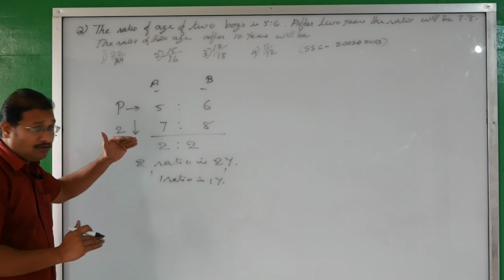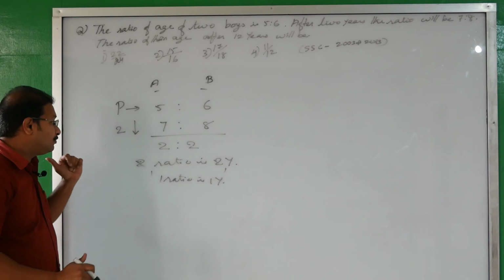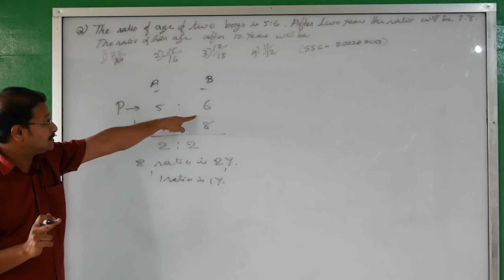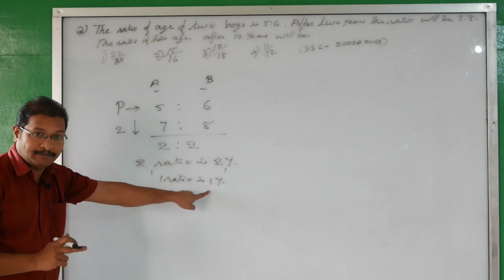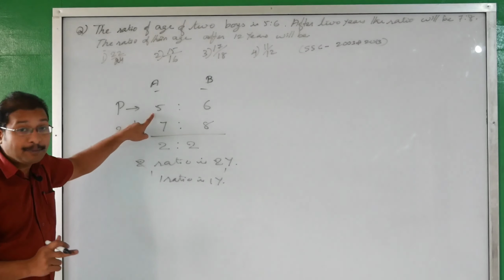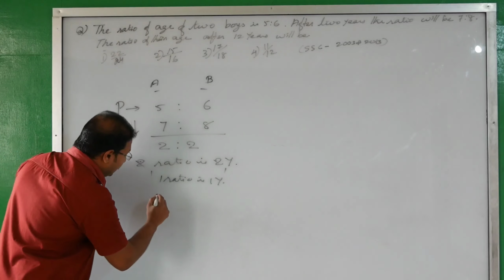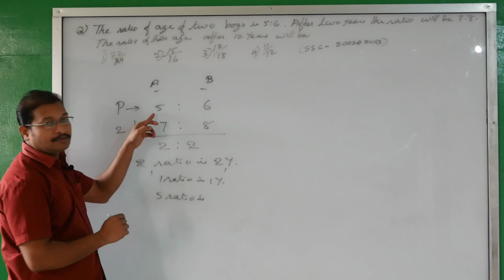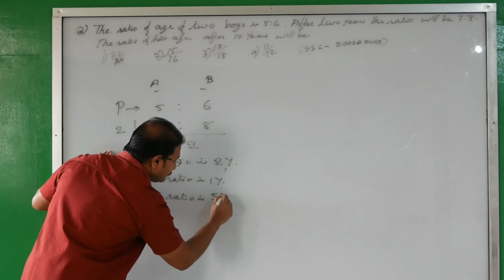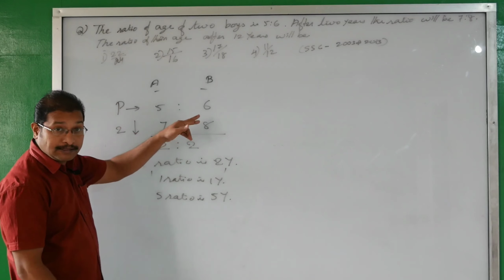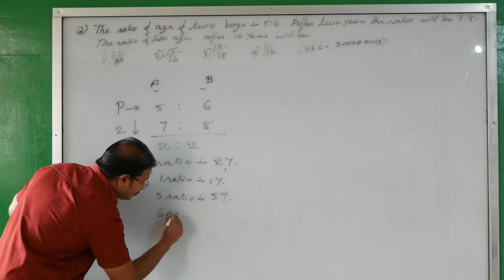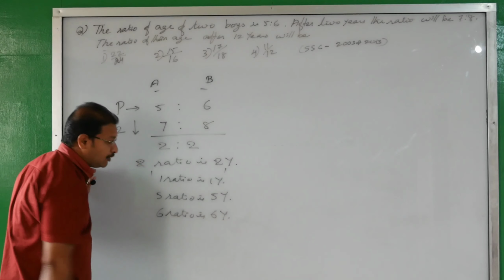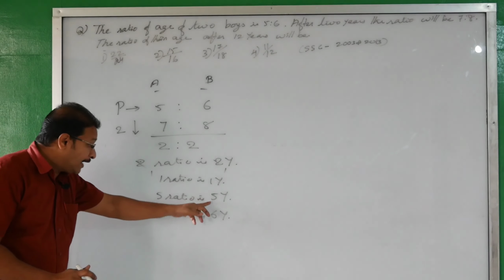So let us find out their present age now. What is their present age? The first person is 5, the second 6. That means 1 ratio is 1, so we write 5 ratio is 5 years. And for the second, 6 ratio is 6 years. So we got the present ages of both, 5 and 6 years.